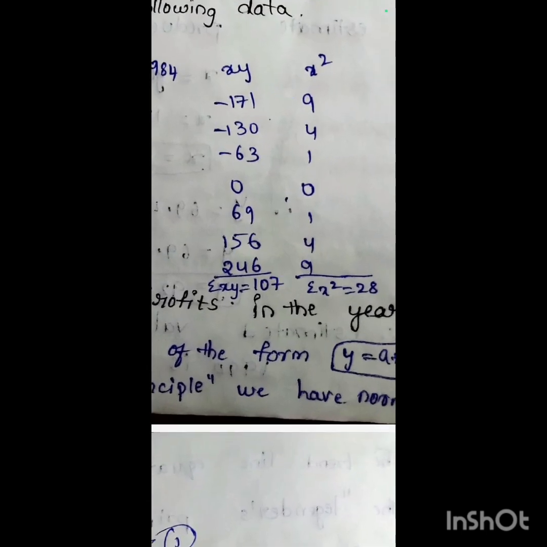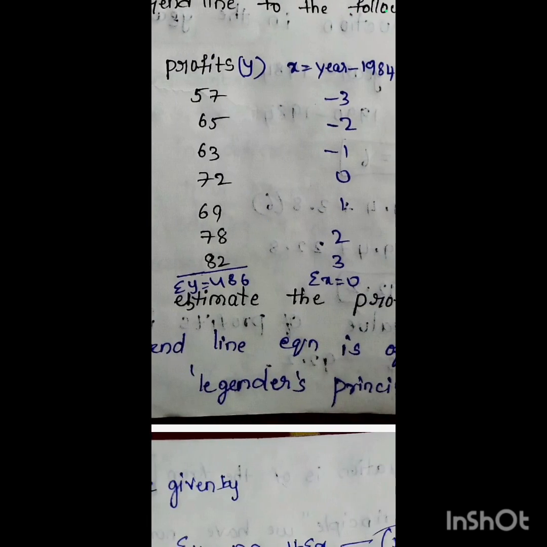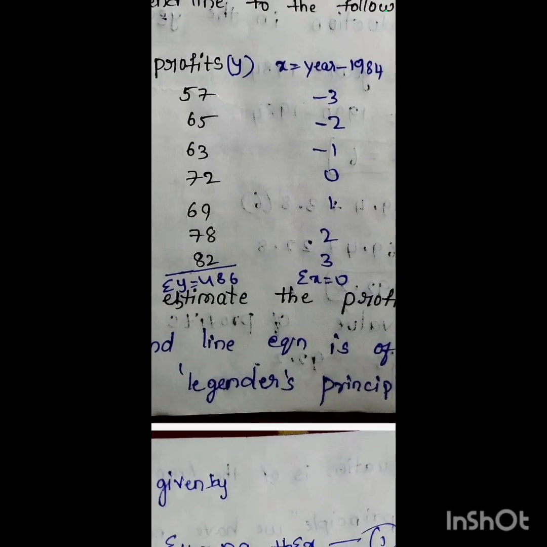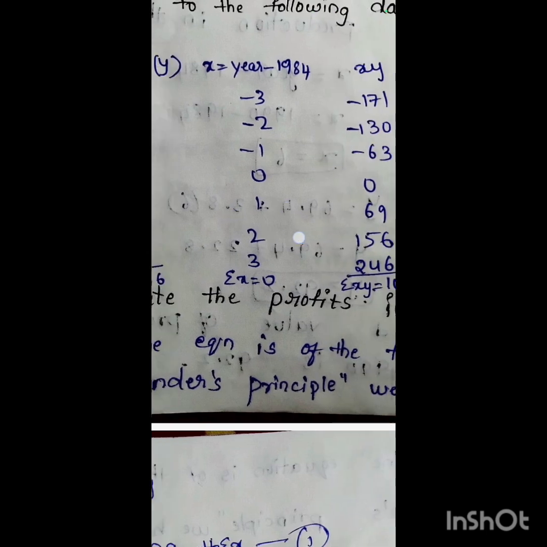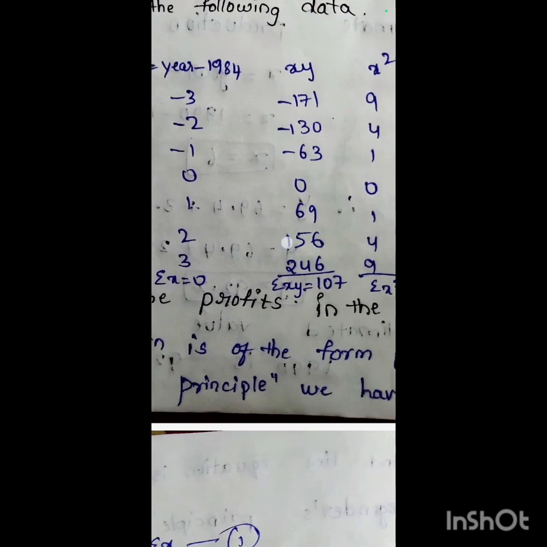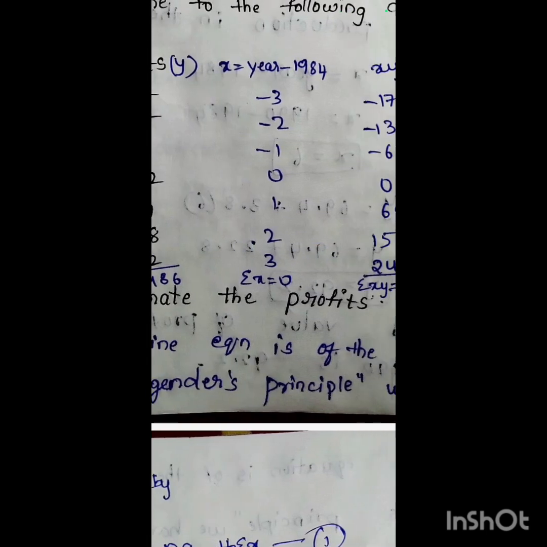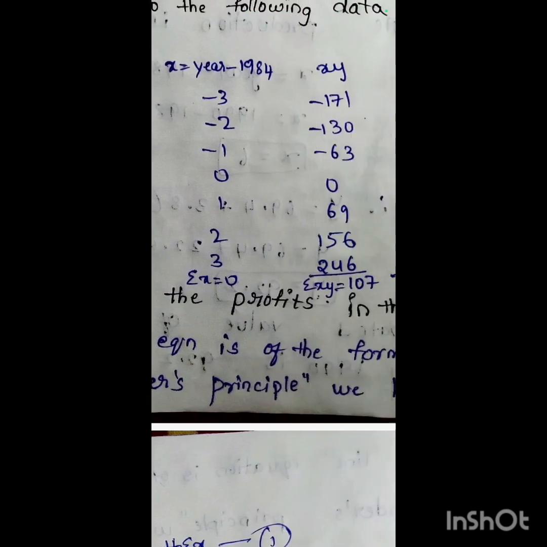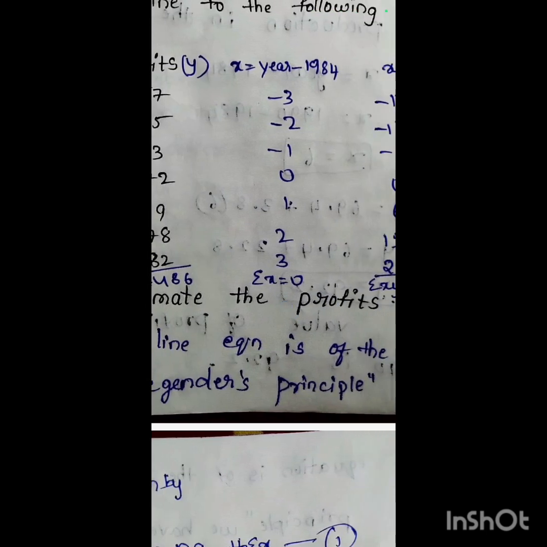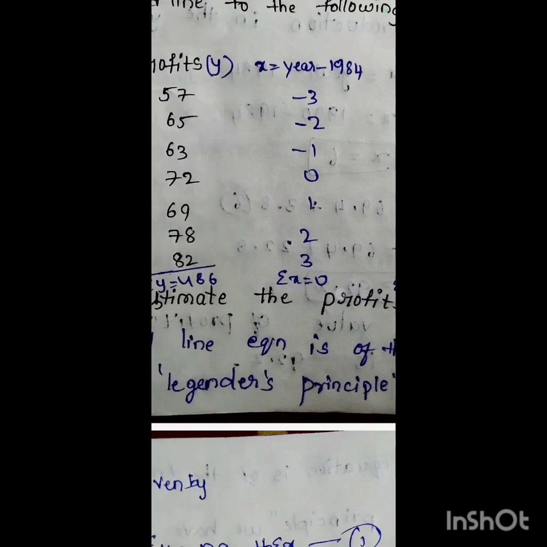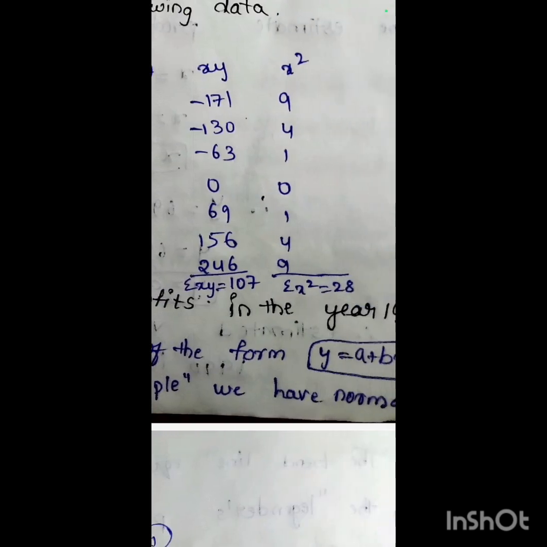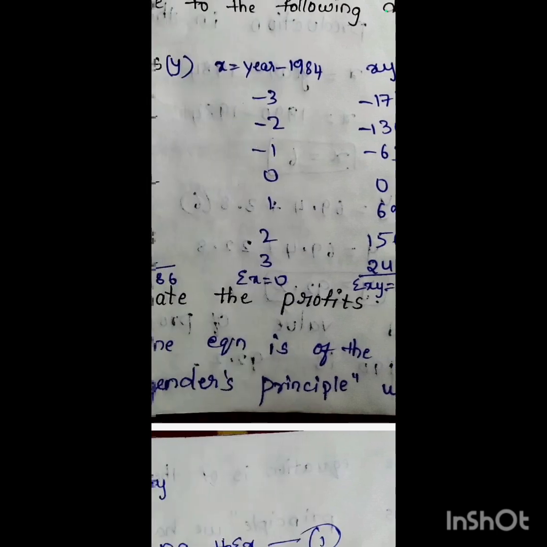And x into y: 57 into minus 3 is minus 171. 65 into minus 2 is minus 130. 63 into minus 1 is minus 63. 72 into 0 is 0. 69 into 1 is 69, and 78 into 2 is 156, and 82 into 3 is 246. Total of xy also you have to do.